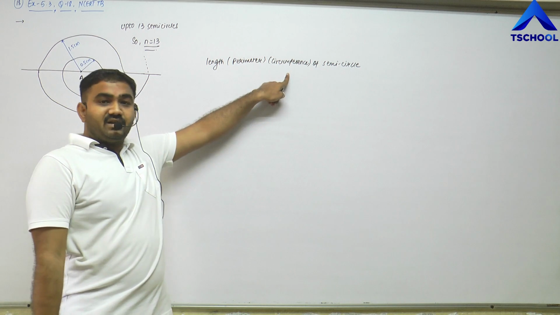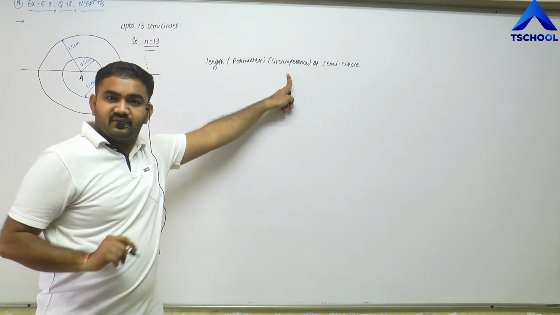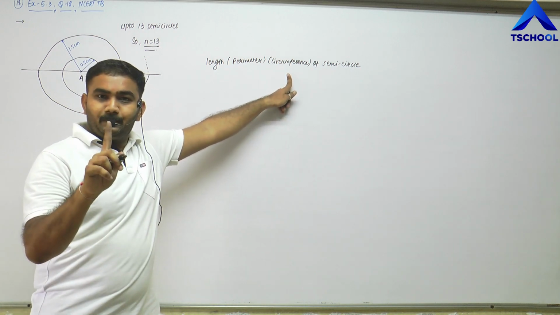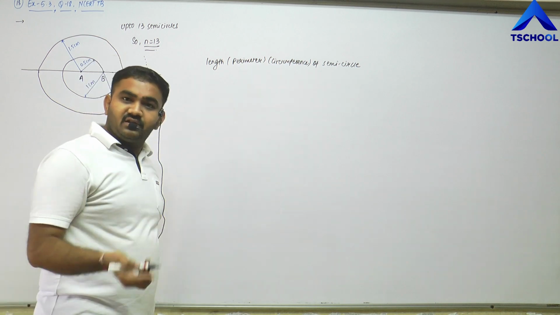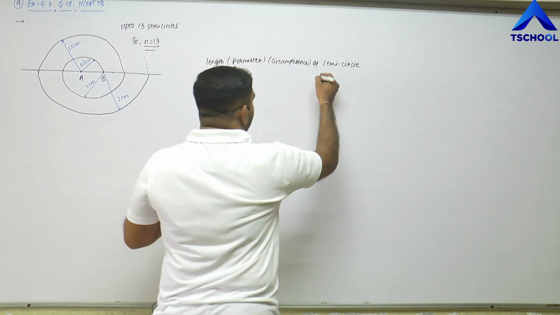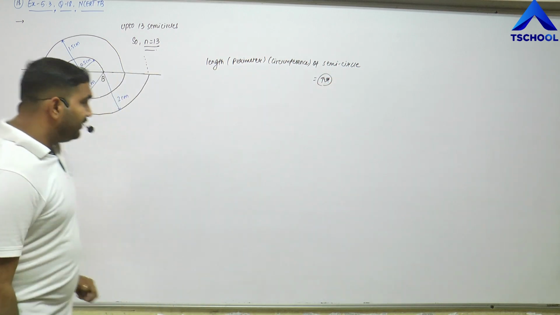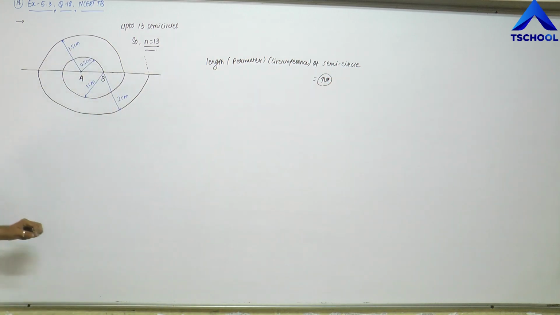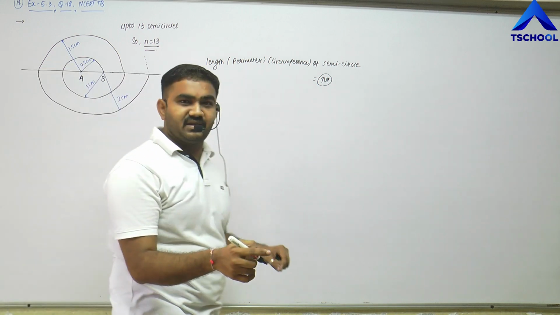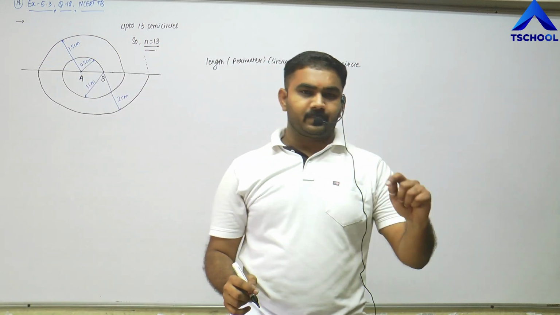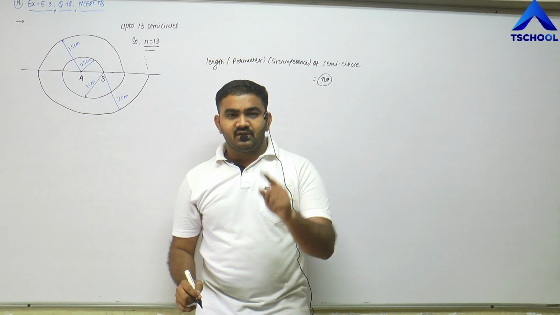We know the circumference of a semicircle. What is the circumference of a semicircle, friends? Pi r, right? For a circle it becomes 2 pi r, so for a semicircle it becomes pi into r. We know the radius of each of these semicircles. The first semicircle has a radius of 0.5 centimeter. The second one has a radius of 1 centimeter.